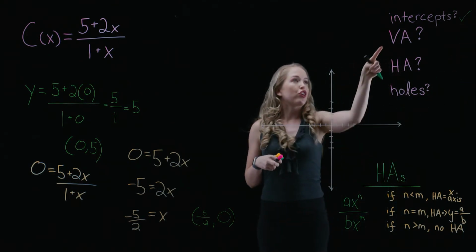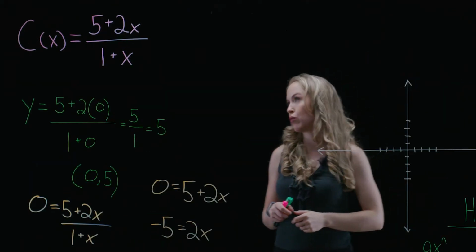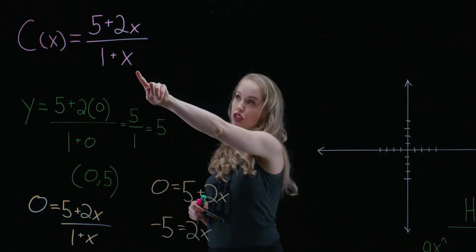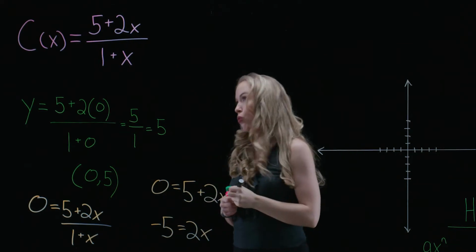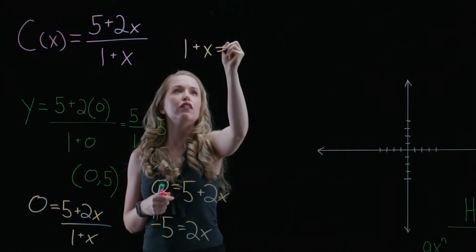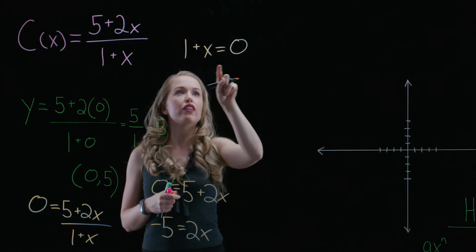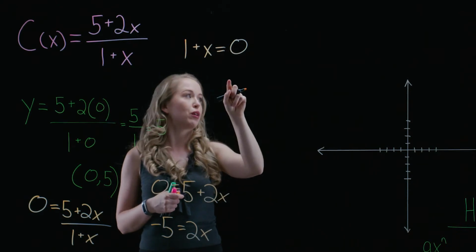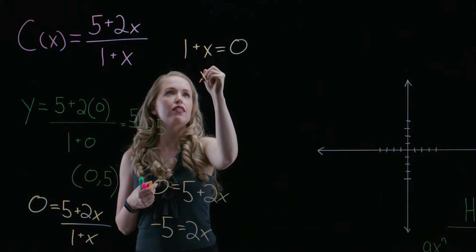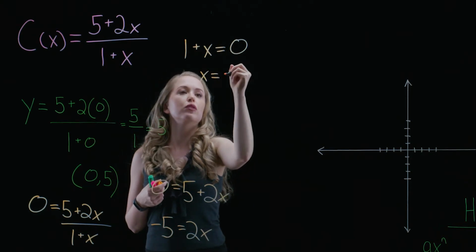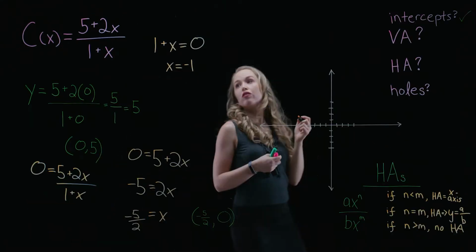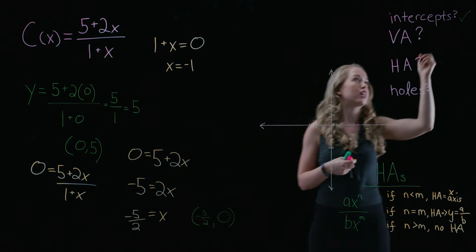Now I want to check for vertical asymptotes. I do this by going back to my original function and looking closely at the denominator. I know that I can never have 0 in the denominator. So if 1 plus x is equal to 0, I can go ahead and solve this new equation for x. That'll tell me where my vertical asymptote is. I subtract 1 from both sides: x equals negative 1. So this is my vertical asymptote, at x equals negative 1.